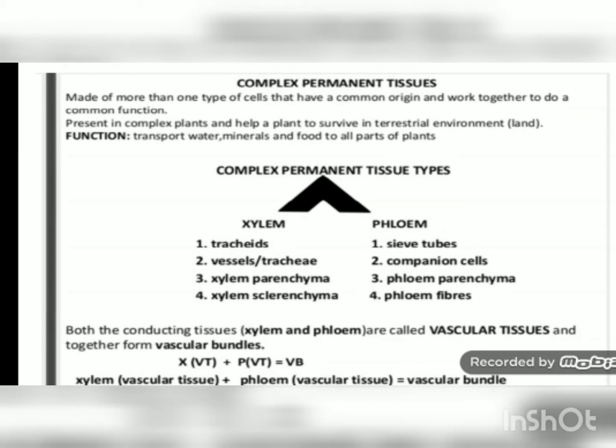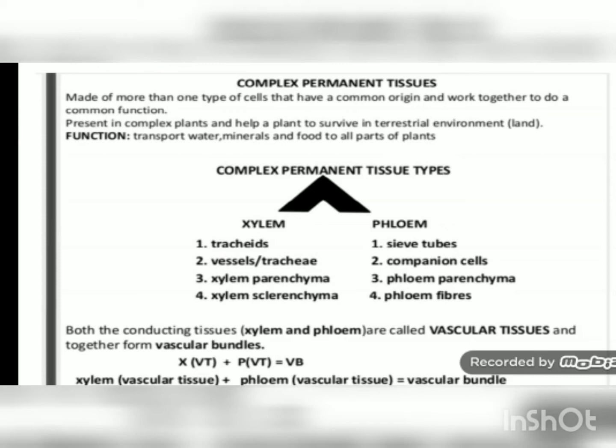Complex permanent tissues are present in complex plants and help a plant to survive in a terrestrial environment. Terrestrial means land. Now there are two types of complex permanent tissues, that is xylem and phloem. Xylem is made up of four types of cells: tracheids, vessels, xylem parenchyma and xylem sclerenchyma, which is also known as xylem fiber.